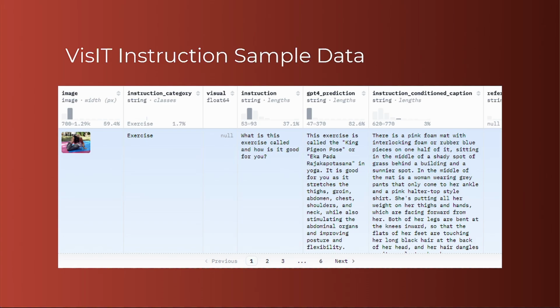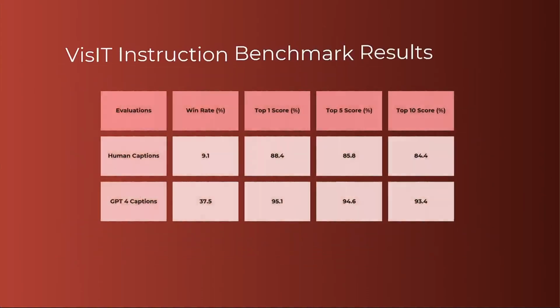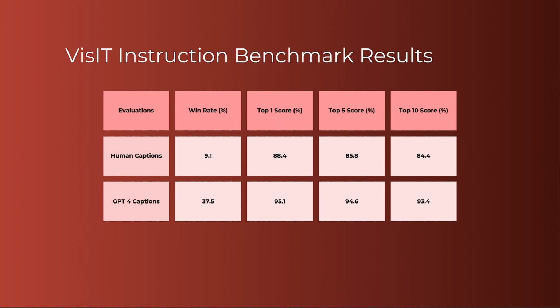And in a similar fashion, we shall compare the win rate and top scores against human captions and GPT-4 instruction captions. Compared to human captions, the model shows a lower win rate due to more expansive descriptions provided by humans. However, when compared to GPT-4's instruction captions, the model shows significant improvement, showing strong instruction-following capabilities.